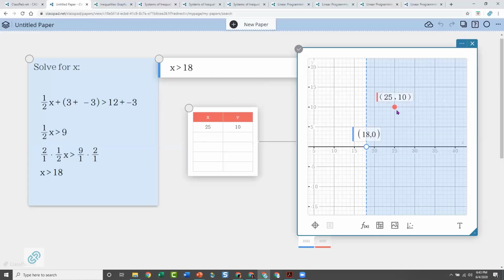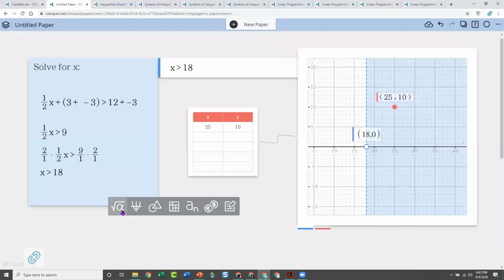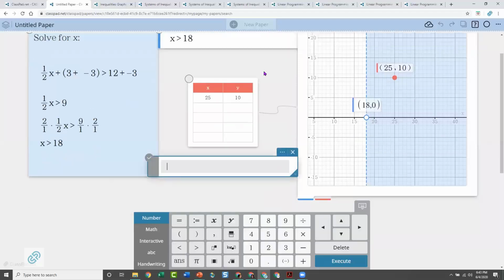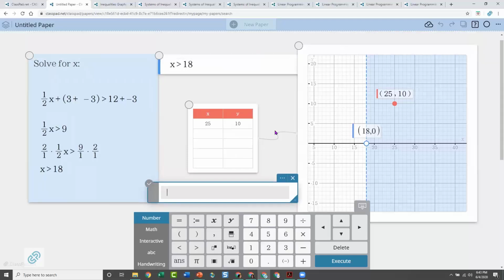Well, what does that mean? Well, students can test it out. They can say, okay, 25,10, if it's in the shaded region, that means it's a solution to my problem. And it means if I plug in the X value here, I will get a true situation. So we could actually do that and pull up a calculate sticky. So there's a lot of ways right in one little space where students can start exploring what is an inequality and what does it mean and what does it mean to have a solution to an inequality.